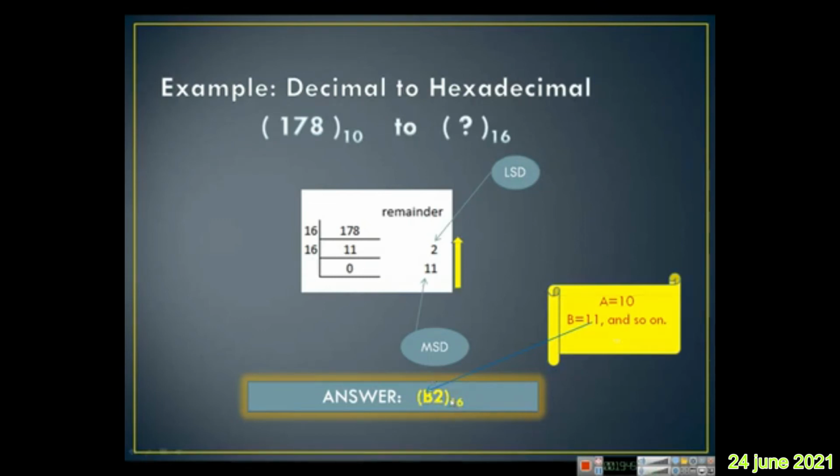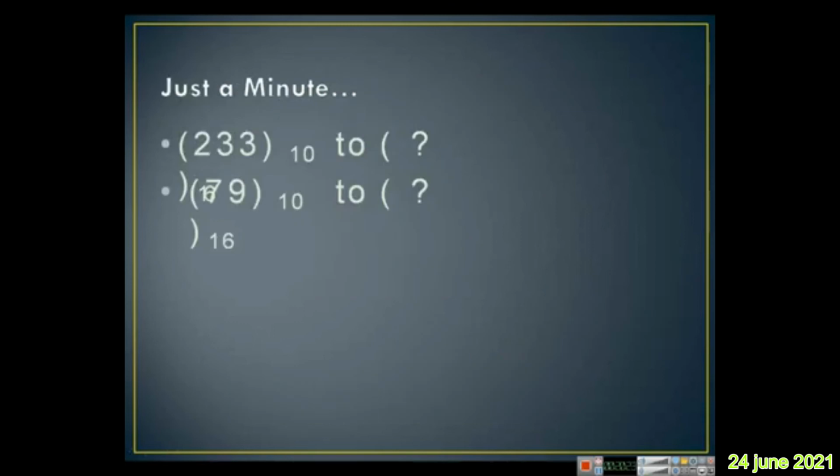That will be 2, right? 2 into 16 raised to 0 is 2 only. And B into 16 square is how much? Sorry. Here it is 16 raised to 0, then 16 raised to 1 into 11. So 16 into 11. How much will you get? 176? Yes. 176 plus 2 will be 178. That is how the reverse way works, as we did in case of octal as well as in binary.